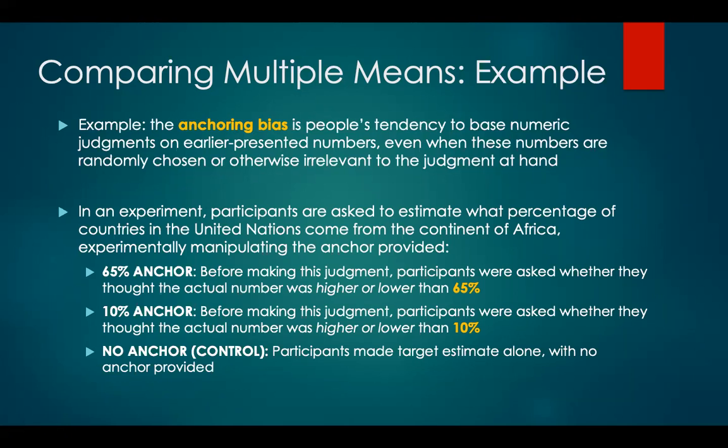experimentally manipulating the anchor provided. So some participants saw a 65% anchor. So before making this judgment, participants were asked whether they thought the actual number was higher or lower than 65%. The 10% anchor, so these participants, before making their judgment, were asked whether they thought the actual number was higher or lower than 10%. And a no anchor control condition, where participants made the target estimate alone with no anchor provided.